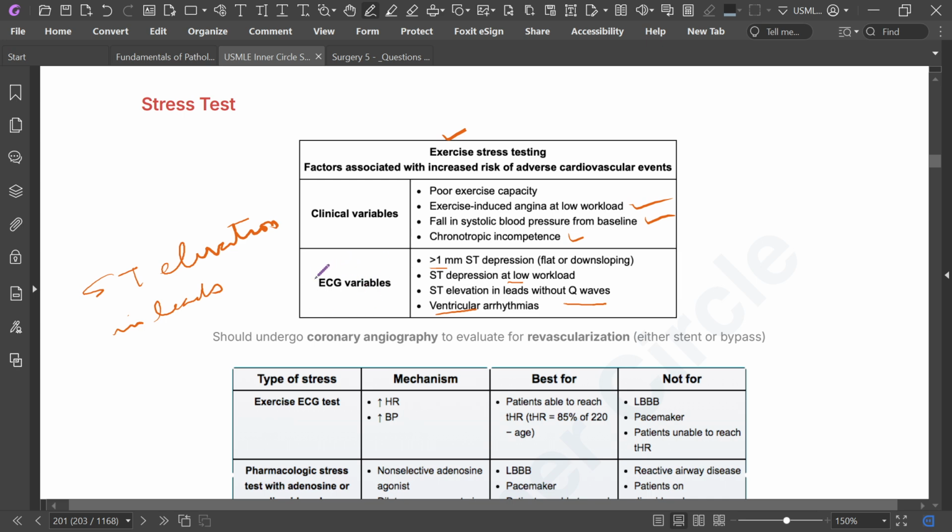These are the ECG changes that can happen in exercise stress testing, and then the patient should undergo coronary angiography to evaluate for revascularization, either stent or bypass.